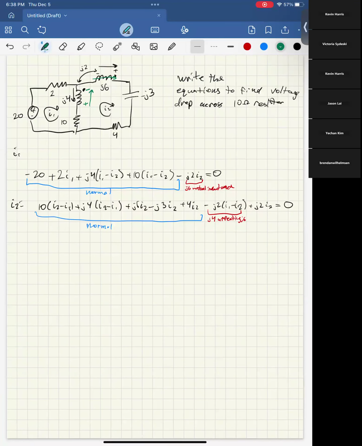And then since the question is asking about the voltage drop over the 10 ohm resistor, we'd have V10 ohms equals I1 minus I2 times 10. And that would be your final answer. Just these three equations.